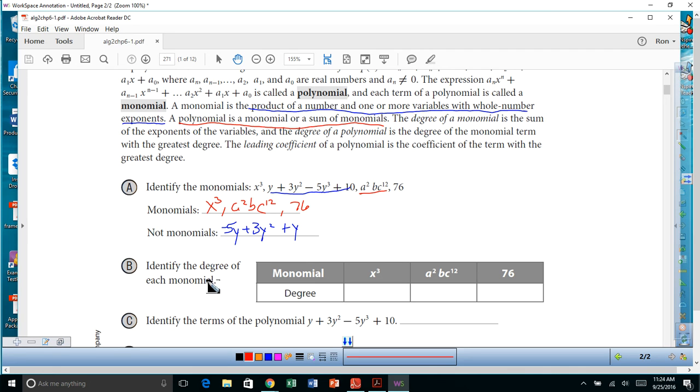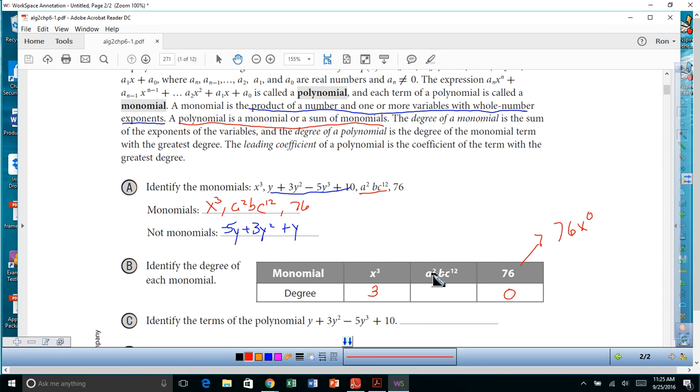Now, identify the degree of each monomial. The degree of x to the third is just 3. And the degree of 76 is 0. Remember, the degree of a monomial is the sum of the exponents of the variables. 76 doesn't have a variable. Or maybe you could look at it like this: this could be called 76 x to the 0 power. So the degree would be 0.